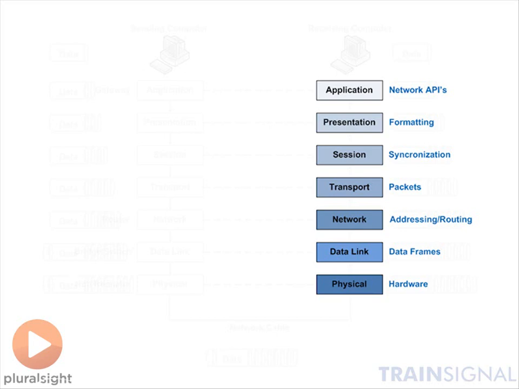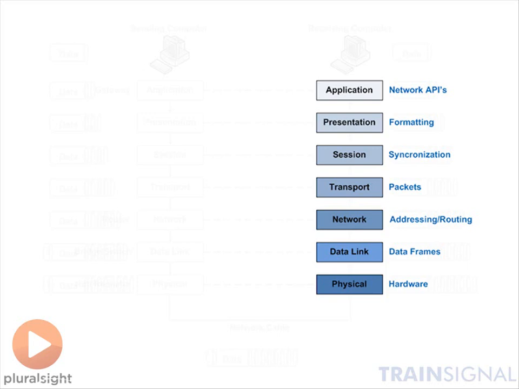So starting at the top, the application layer. The application layer deals with network APIs. API stands for Application Programming Interface, and it's pretty much an interface between the application running on a computer and the networking components. It's an interface between the operating system and a network, or an application and the network. And when we put the rest of this OSI model together, you'll understand why that function is at the top of the OSI model.